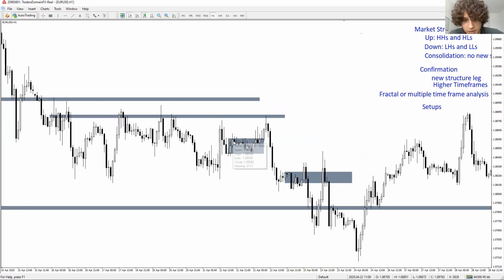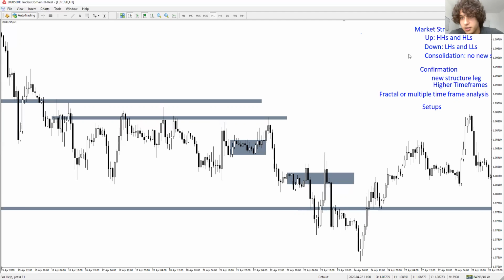So this is consolidation right here. No new structure. I'm actually gonna move that out. Yeah, no new structures, right? Price made a high, made a low, a high, but then what happened? Price broke. And you could say price broke this high, right? But there's no confirmation, there's no new structure leg to show a higher low.